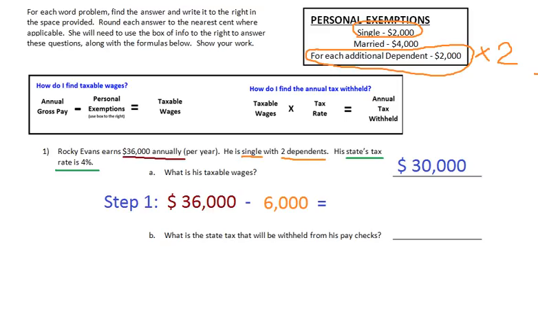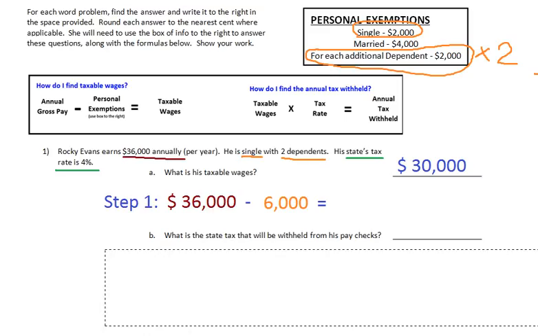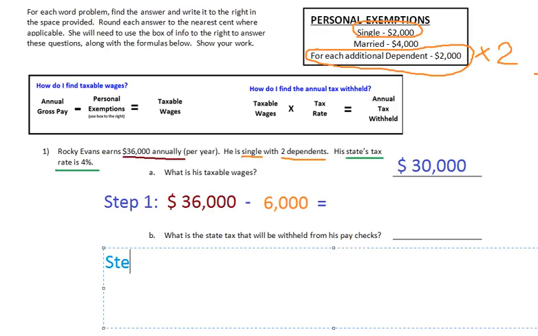What is the state tax that's going to be withheld from his paychecks? All right. We once again make sure we're looking up at our formulas and we make sure we know exactly what step we're using. And for this problem, we are using step 2. So what is his taxable wages? Well, it's $30,000. We just found that in step 1. And now we're going to have to multiply it times 4%.